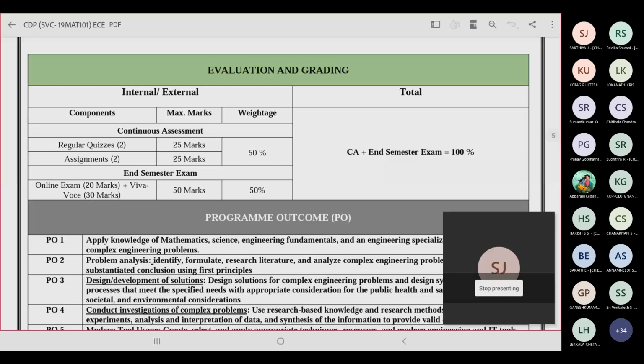Now for the external component, we will conduct your end semester examination of 50 marks. Inside these 50 marks, an online exam would be held for 20 marks and 30 marks for viva. So 50 marks for internal and 50 marks for external, total 100 marks. According to the marks, 50% is your internal and 50% your external.